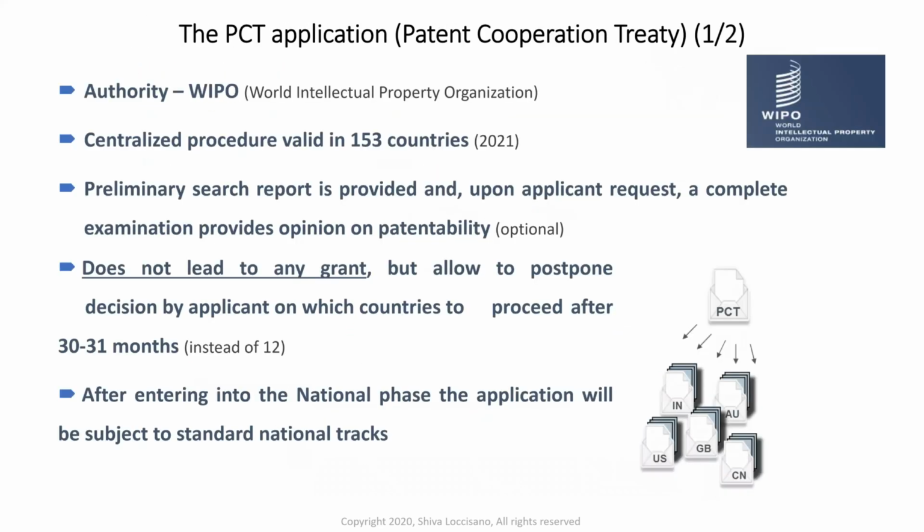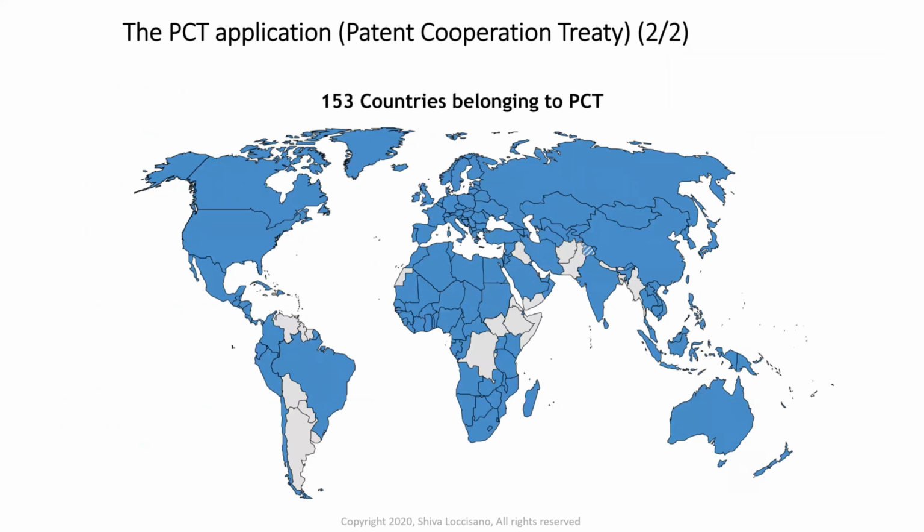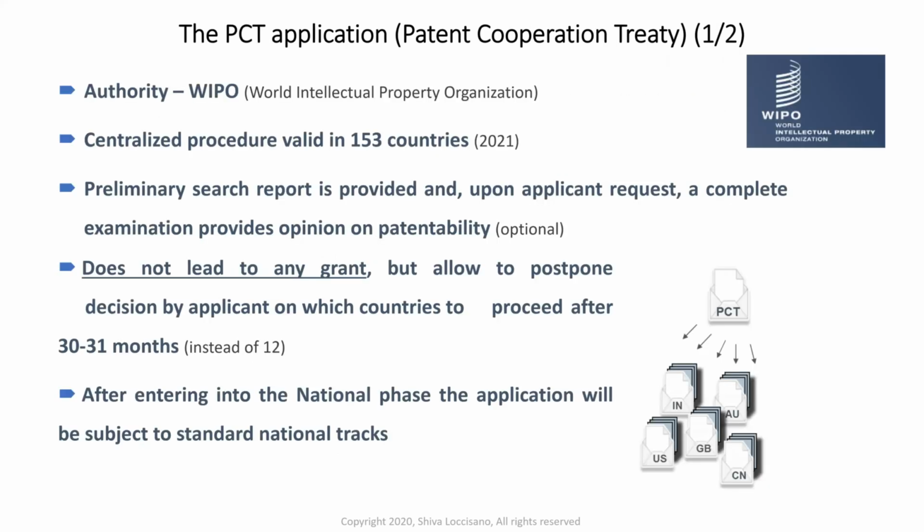Another special procedure that we can use is the PCT application, which stands for Patent Cooperation Treaty. The authority in this case is WIPO, the World Intellectual Property Organization, and in a way which is similar to the European patent, it covers up to 153 countries, which are more or less the whole world. The main difference from the European patent is that the PCT never leads to the grant of the patent. This is just an application phase.